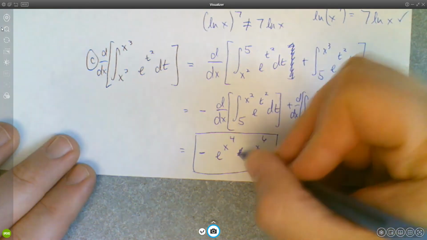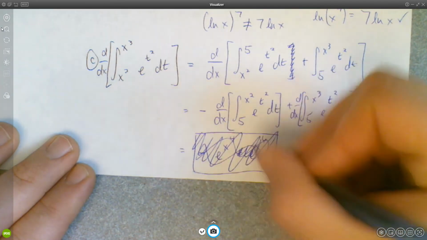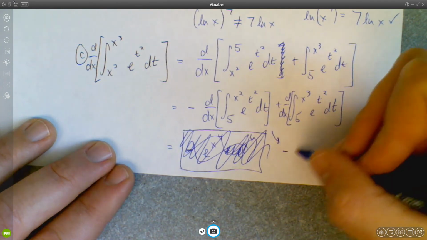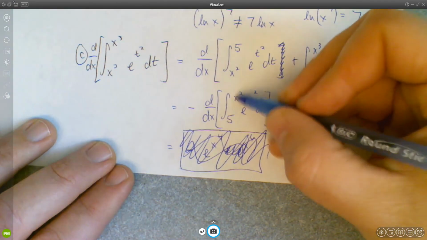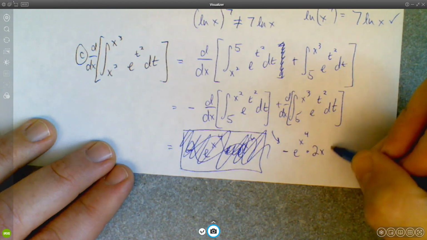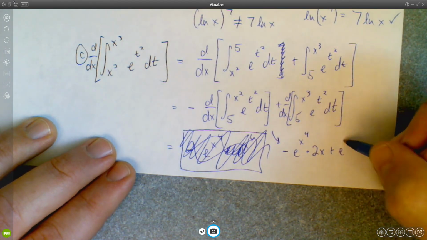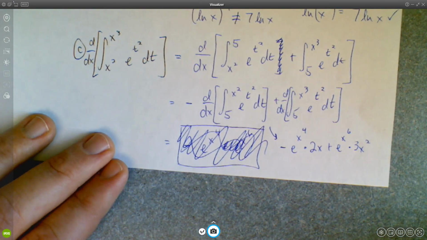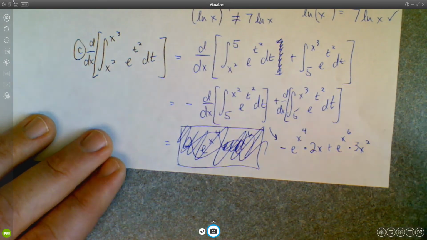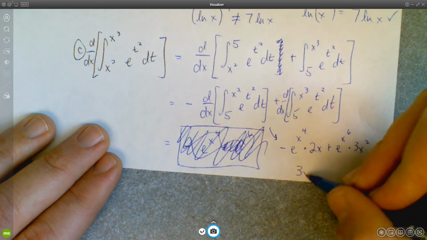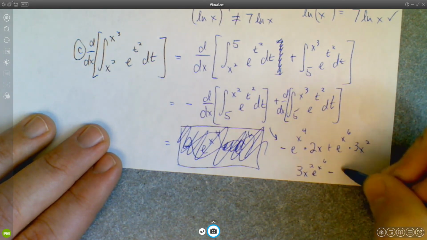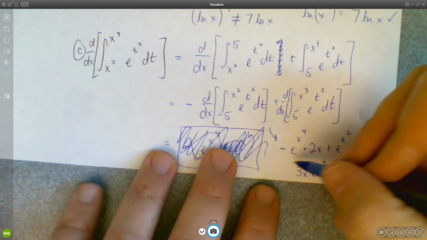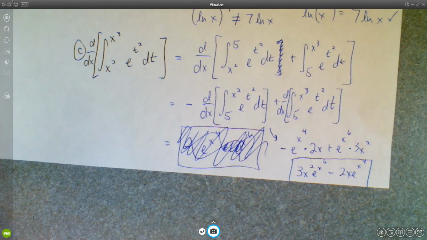Oh, no it's not, because I have to use chain rule, don't I? Oh goodness. Well, let me try again. It's going to be negative e to the x to the 4th times the derivative of x squared, which is 2x, and then plus e to the x to the 6th times the derivative of x cubed, which is 3x squared. There you go. That's a little better. Anyway, just rearranging a little, I guess you'd say it's 3x squared e to the x to the 6th minus 2x e to the x to the 4th. You could factor out some stuff or whatever, but there's your final answer.